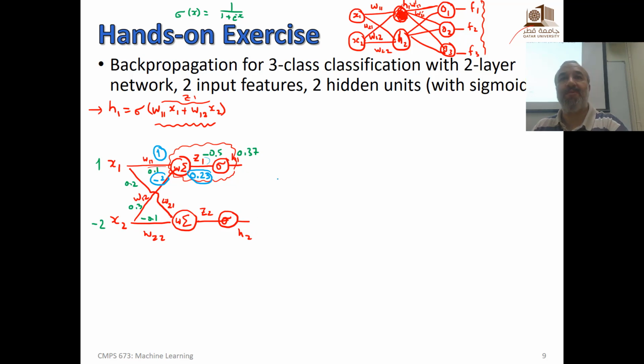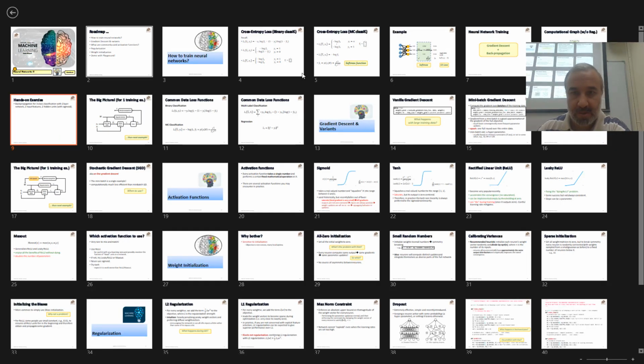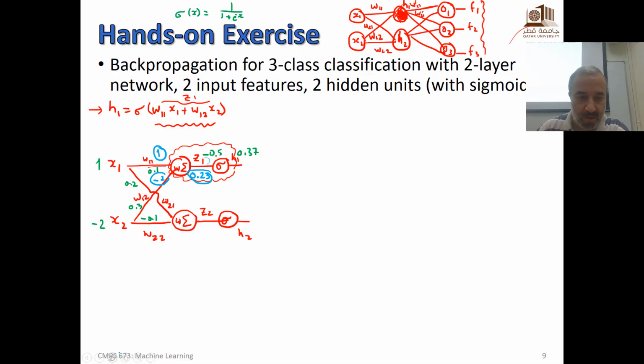Okay, what's the next step? We go to the next layer, right? No, we are still in the hidden layer. We didn't get to the output layer yet. Okay, so we need to apply it to the output layer. So the next layer is just the weighted sum, right? So how can we get F1 from H1?